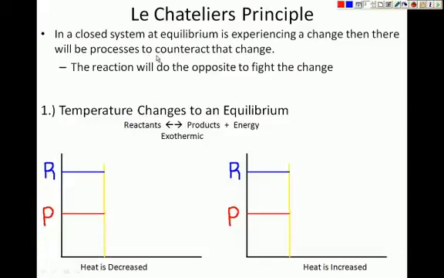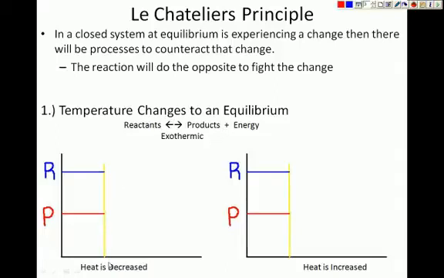So here, our first change that we're going to look at to an equilibrium is a temperature change. So if the temperature is decreased, then the reaction will work to make the temperature increase. And here, if the temperature is increased, then the reaction will work to decrease the temperature. It'll do the opposite. So let's take a look at what is going to happen to this reaction.